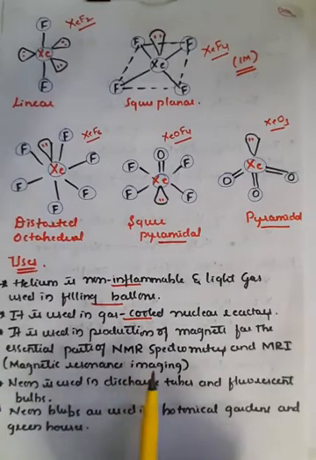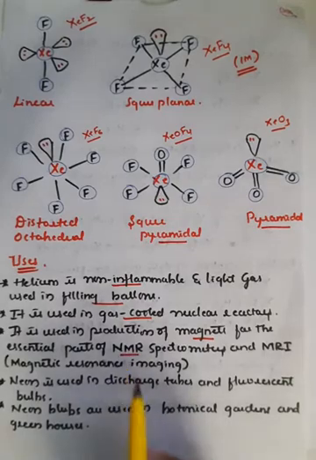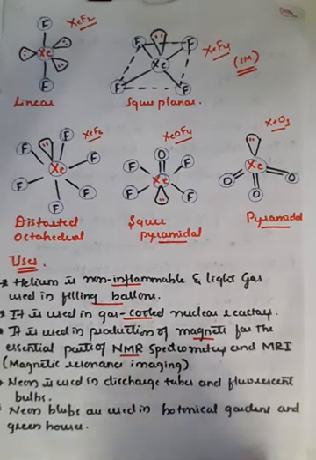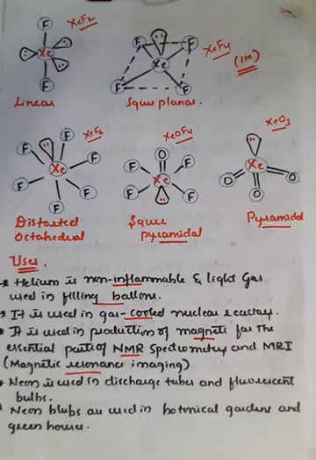And it is used in the production of magnets. Generally helium, or other elements of the 18th group, which are known as noble gases, are used in the production of magnets, right? They are essential parts of nuclear magnetic resonance, that is NMR spectroscopy, and MRI, that is magnetic resonance imaging, for body scanning, which is generally used in hospitals for the study of the body.